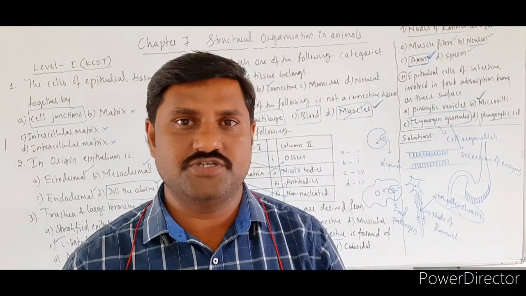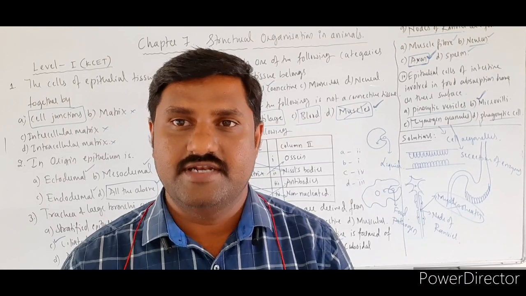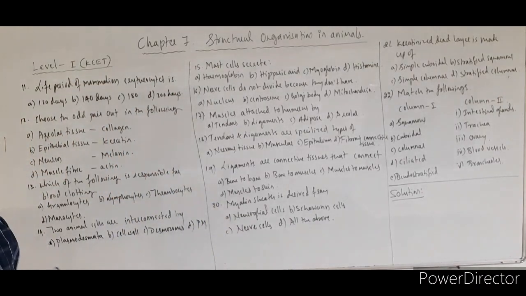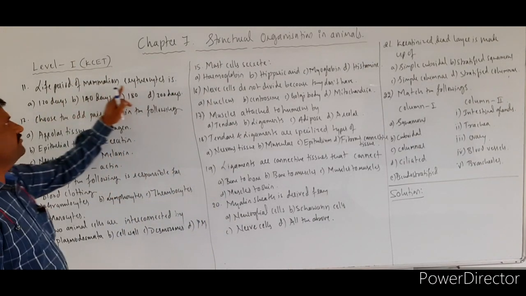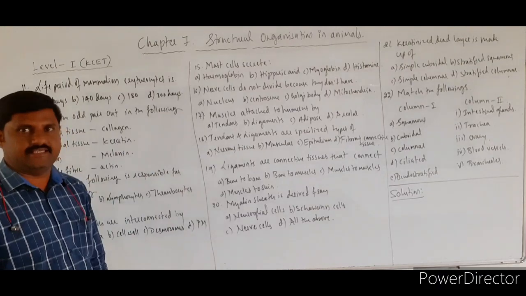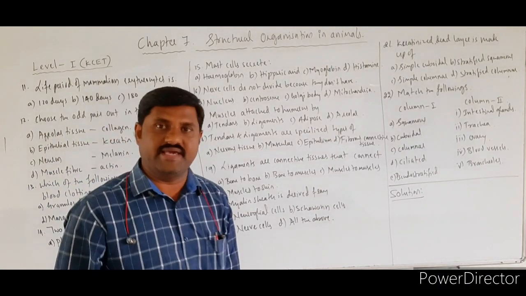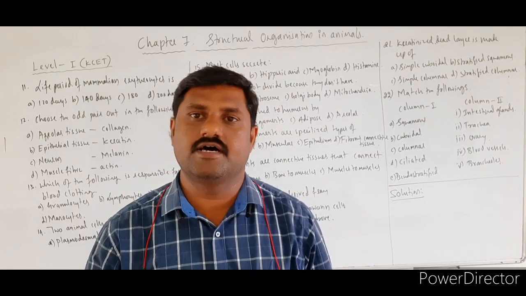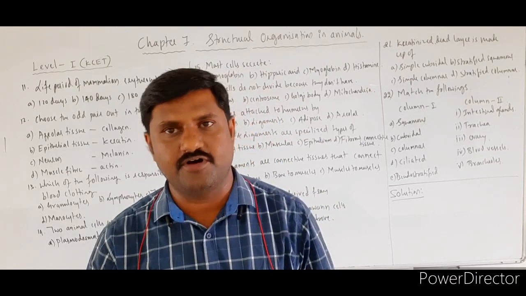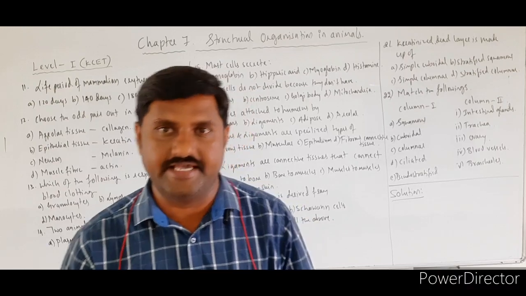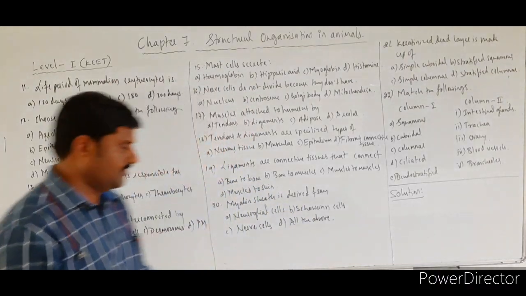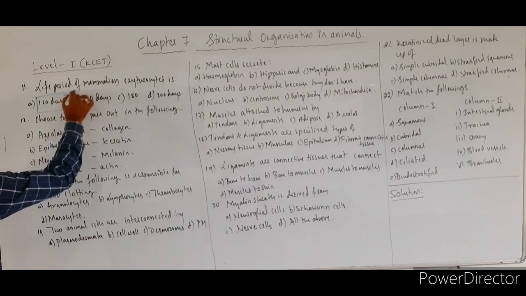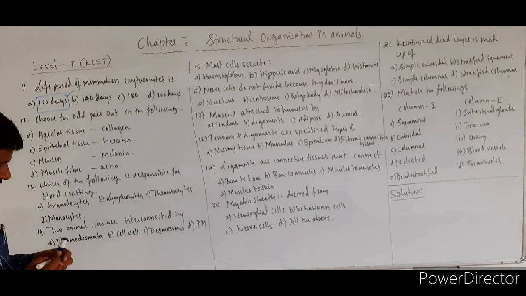So these are the first 10 questions that we solved. Next one, yes, the next question is, life period of mammalian erythrocytes is. As you know, mammalian erythrocytes are nothing but RBCs. So these live for, means they stay for about 120 days. That's why the answer is 120 days. It is the correct answer for this question.